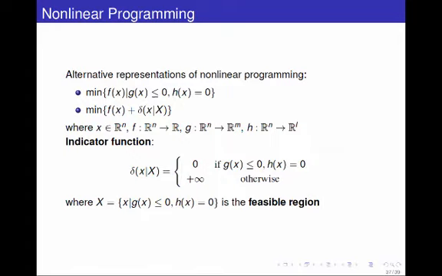Now, the book then uses a couple of definitions for nonlinear programming. Here, the only interesting thing to notice is that you can have a nonlinear optimization problem where you explicitly write out the constraints, or you can write them through an indicator function. This function will be zero whenever you satisfy the constraints, and it will punish you severely if you violate them.